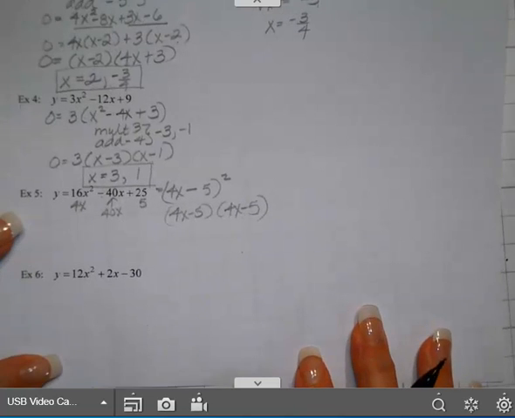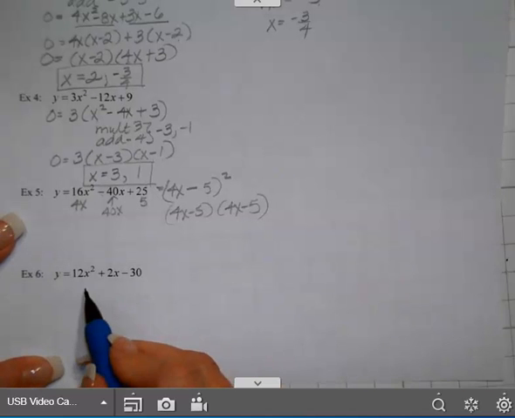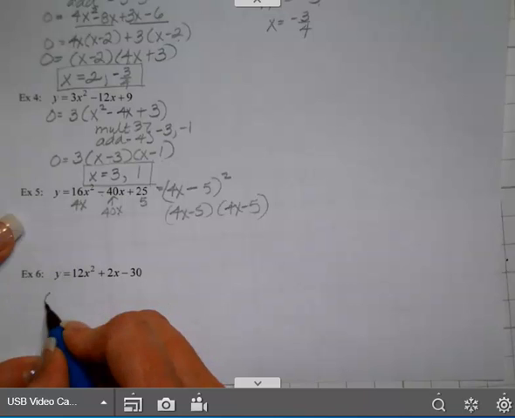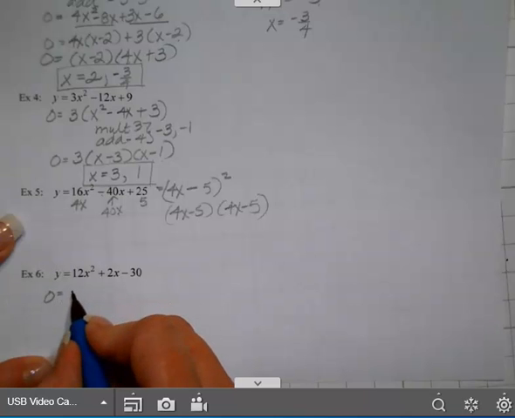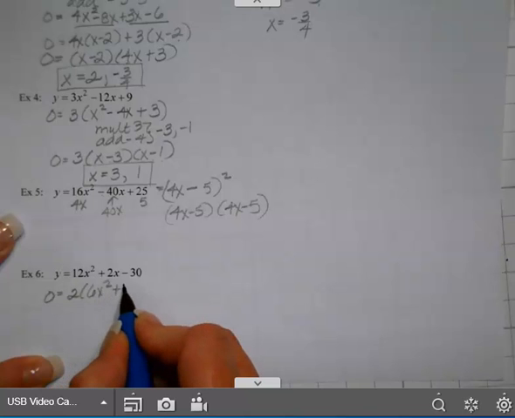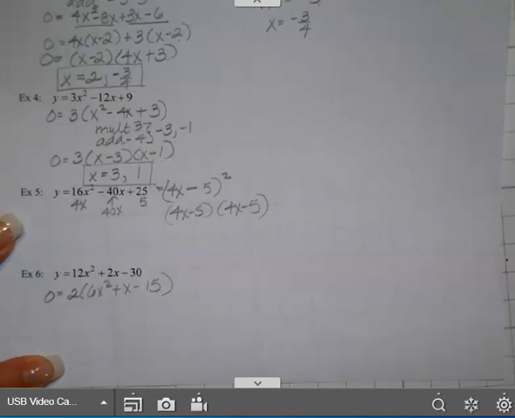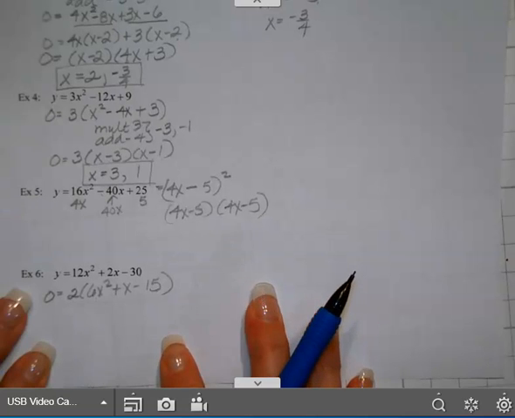Okay, last example. They do have a greatest common factor. Set y equal to 0, and let's factor out the greatest common factor, which is 2. There are 3 terms. It's not a perfect square. Leading coefficient's not 1, so I'm stuck splitting the middle on this one.